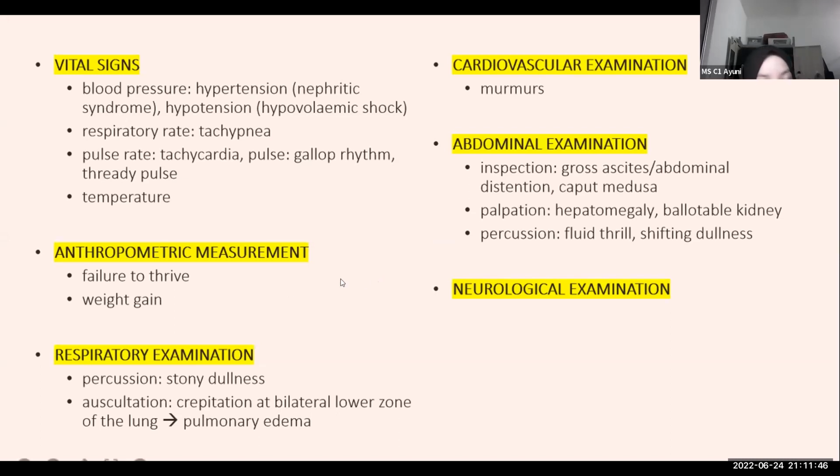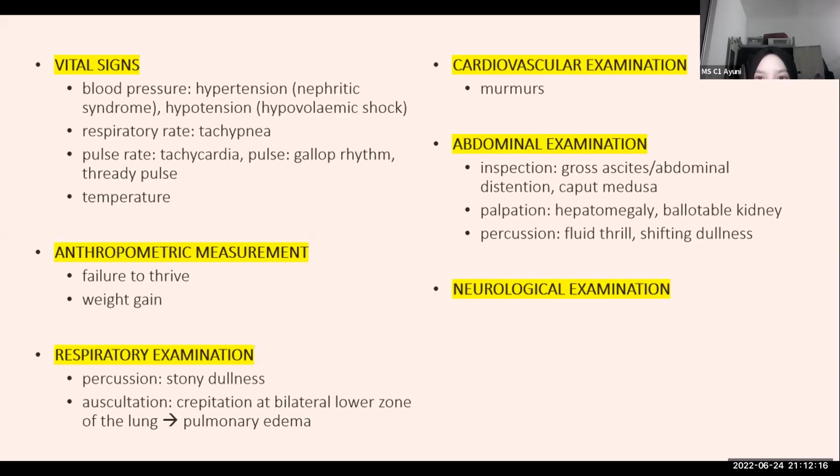And then for anthropometric measurement, it's important, especially the weight of the patient. Maybe the patient has failure to thrive because of malnutrition, or a patient might actually gain weight because of the fluid inside the body. Next is respiratory examination. We percuss for any stony dullness, which indicates fluid, and we auscultate at the bases for any pulmonary edema. And then for cardiovascular examination, check for murmurs in a patient with congenital heart disease.